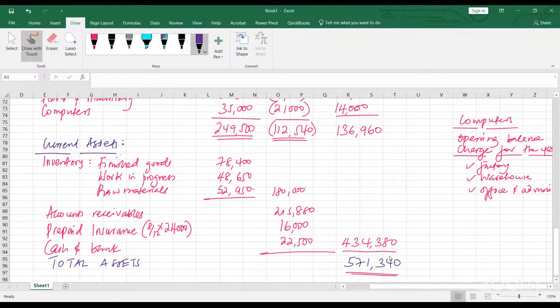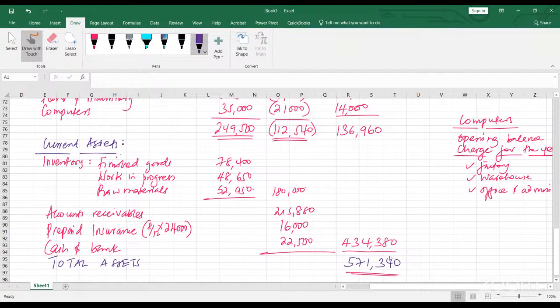Then you go to equity and liabilities. Those on YouTube, please confirm. Christy, do you have that as your total assets figure? Flavia, Joy. Me, I have 571,200. Where do you get the 200 from? It's 571,340. Because that one is 136,960. This is 434,380. So it should be 571,340.